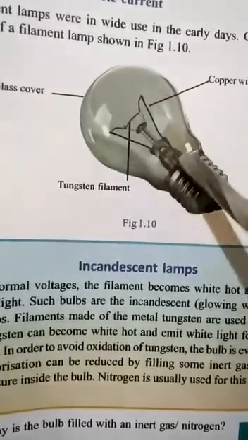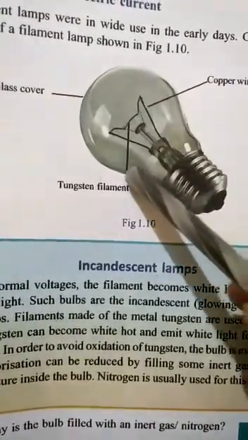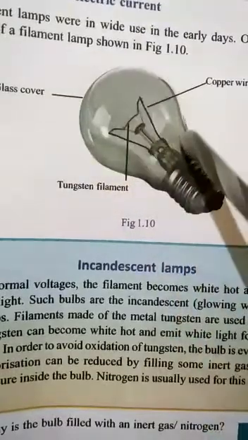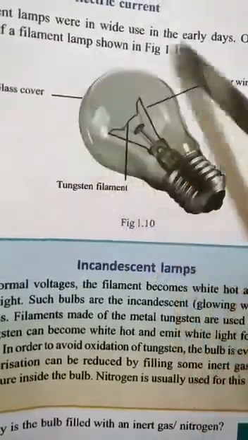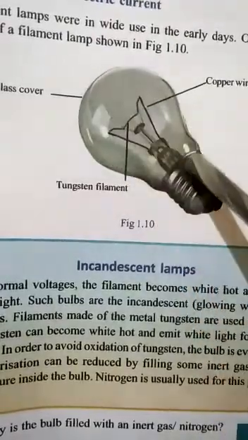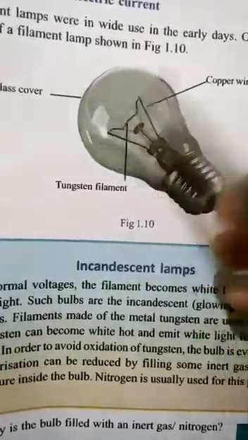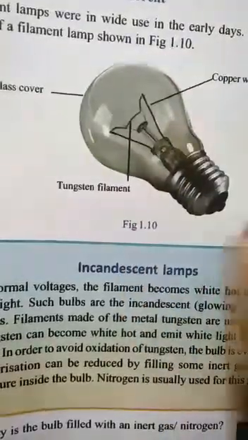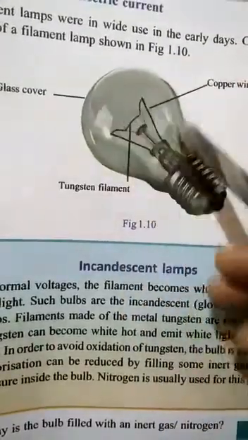Then, inside this bulb, another important part is the glass cover. You can see a glass cover around this filament, isn't it? And inside this glass cover, it is evacuated. Evacuated means the air is removed.